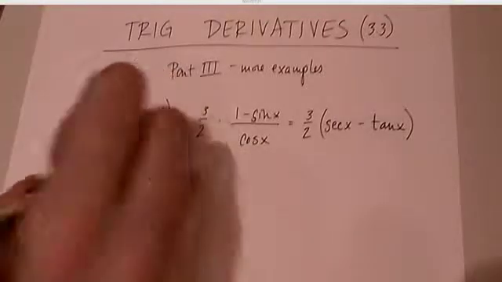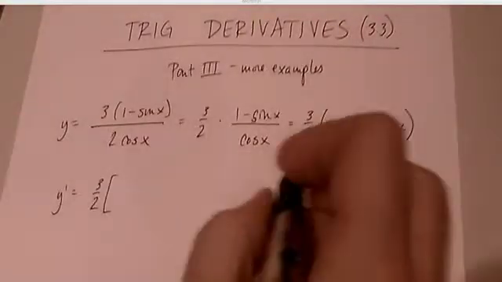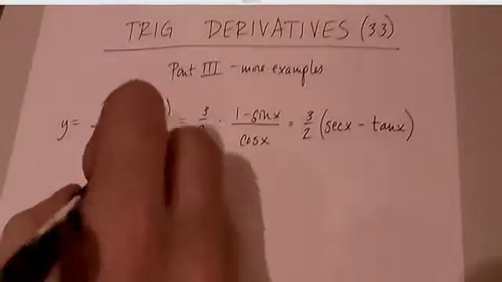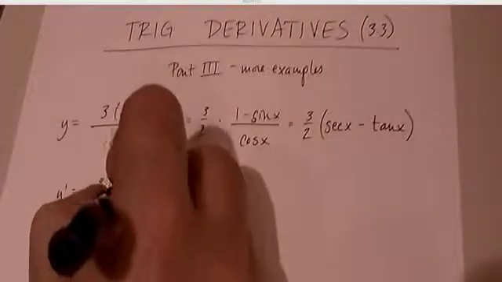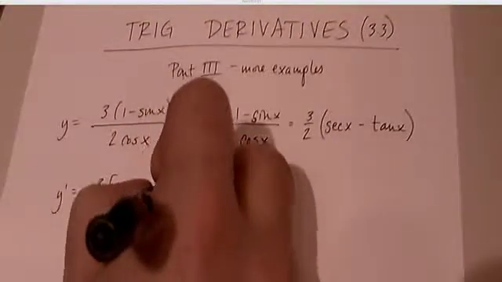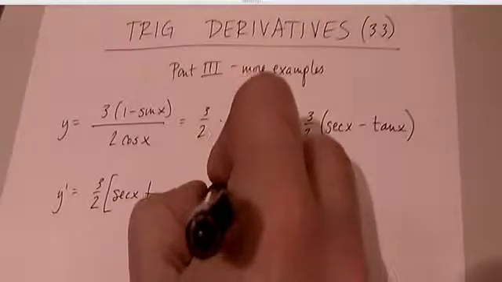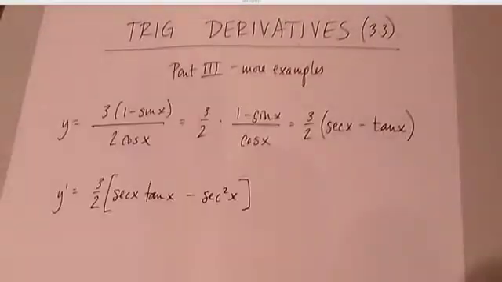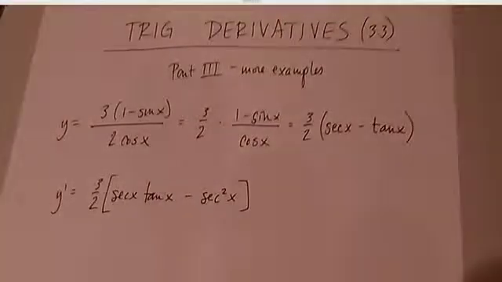And you wind up getting 3/2, and we'll go term by term inside here. The derivative of secant is secant tangent, and the derivative of tangent is secant squared, okay? And that winds up being nice and neat. And actually, I would just leave it like that. Unless you're asked to do something with it that requires you to change the form, there's no need to change the form willy-nilly.